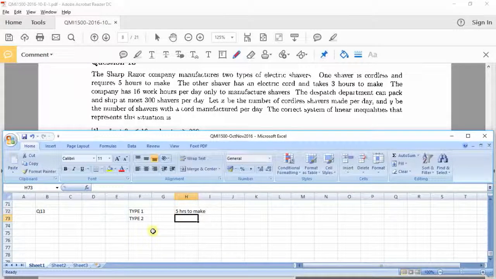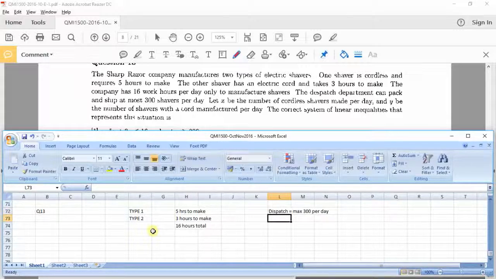The other shaver has an electric cord and takes 3 hours to make. The company has 16 work hours per day, 16 hours in total. I'm just reading and writing down. The dispatch department can pack and ship at most 300 shavers per day. So dispatch, max 300 per day.